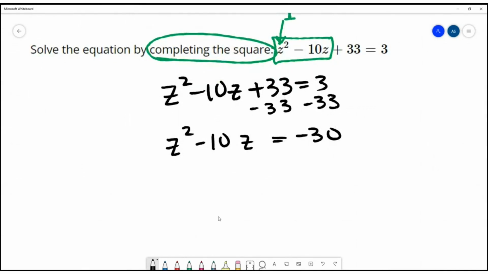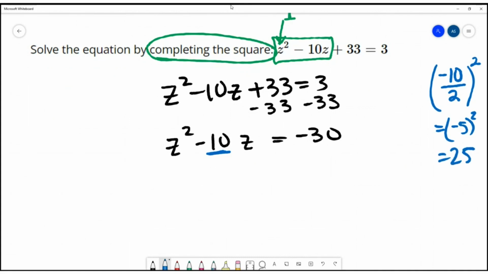Okay, once we get it to this state, we need to come up with a number that's going to make the left-hand side factor to be a perfect square. I usually call that the magic number. So on the side, I'm going to do a little bit of work to figure out what that number is. We start with the coefficient of the linear term, negative 10, divide that number by 2 and square it. This is going to give us negative 5 squared, which is 25. 25 is the number that's going to make the left-hand side factor into a perfect square.